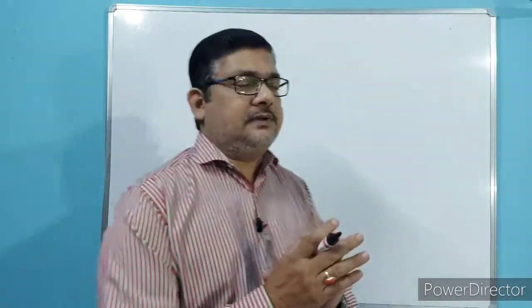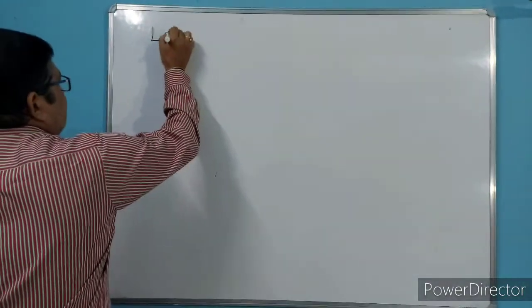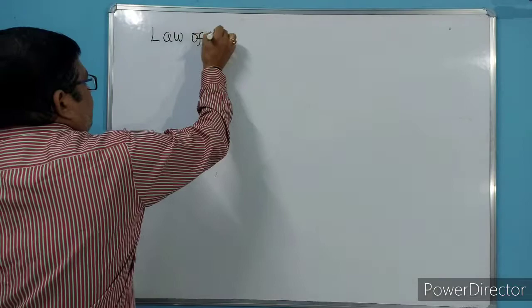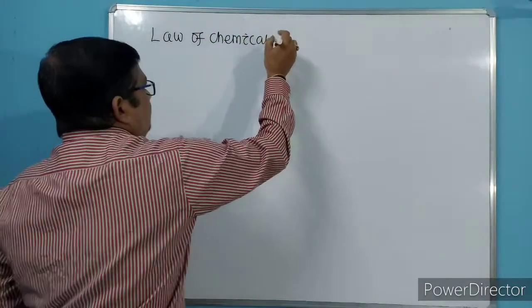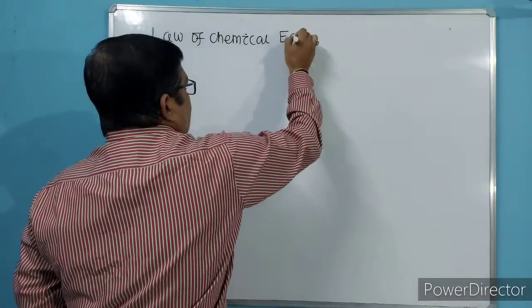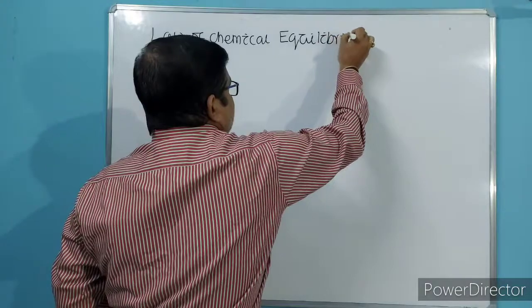We have already discussed chemical equilibrium, then characteristics of chemical equilibrium. Everything we have discussed in the last class. So today we will discuss another important portion, that is law of chemical equilibrium and equilibrium constant. Next we will discuss law of chemical equilibrium and we will learn what is equilibrium constant. Law of chemical equilibrium. Okay.